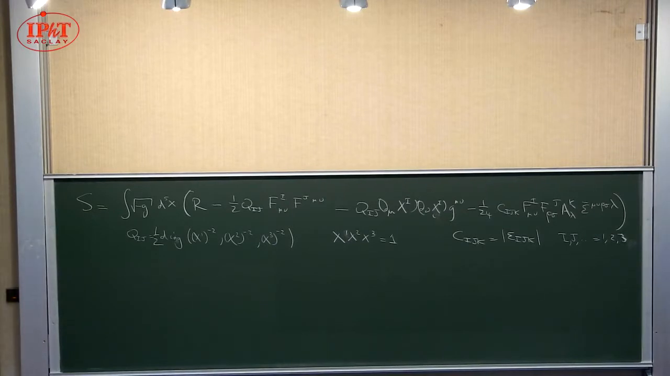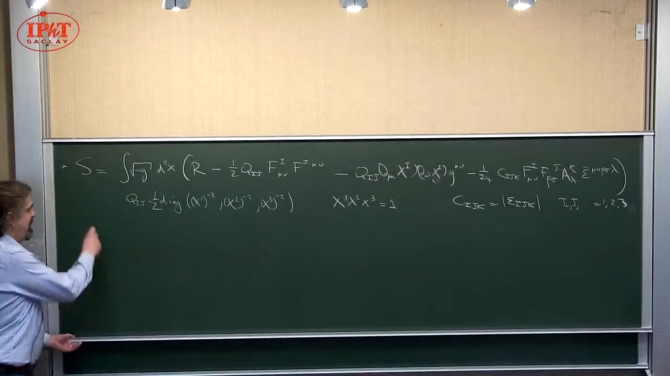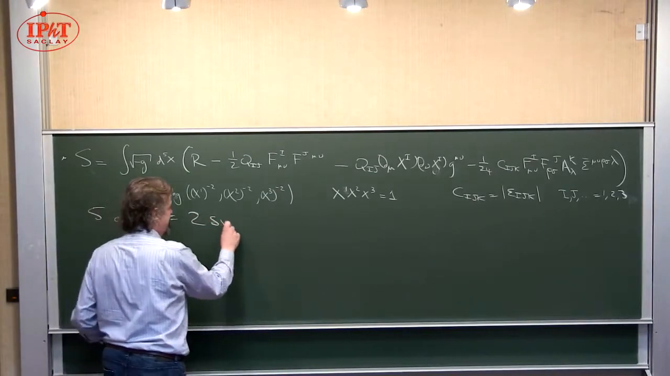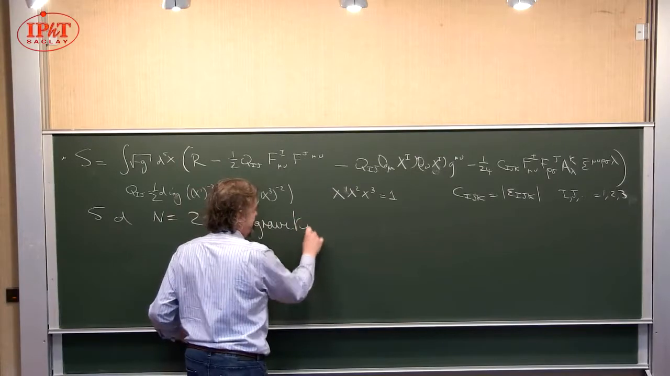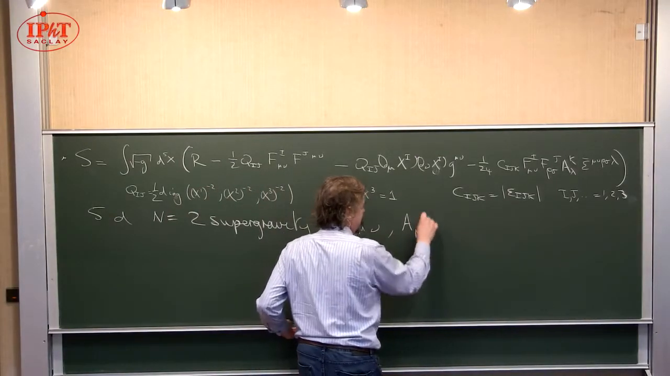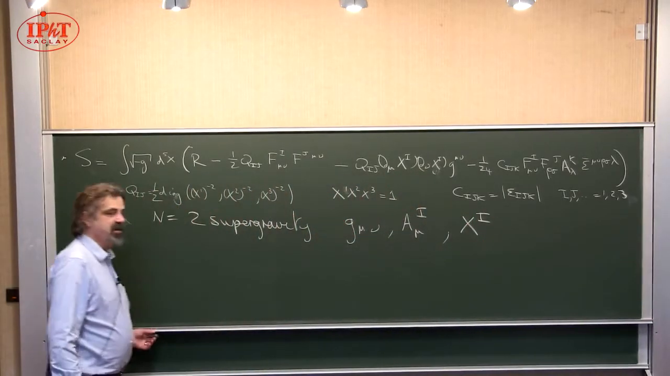So, okay. Let me remind you what we were doing. I was talking about this action, which is in 5-dimensional supergravity. In fact, N=2 supergravity. It contains a graviton, 3 vector fields, and 2 scalars, two scalars because they satisfy that constraint.